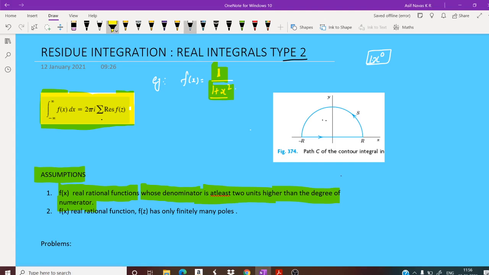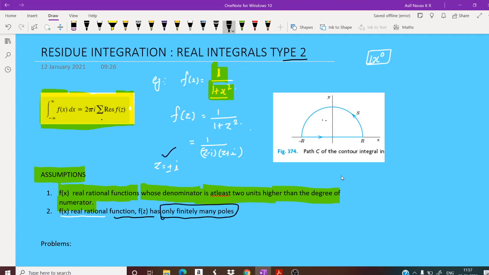And for the second condition, since f of x is a real function, we will write f of z, instead of x, I am writing z: 1 by 1 plus z square. Now what are the singularities here? This can be written as z minus i into z plus i. The singularities are z equal to plus or minus i, and you know that these are poles of order 1. So the second condition, that f of z must have only finitely many poles, is also satisfied.